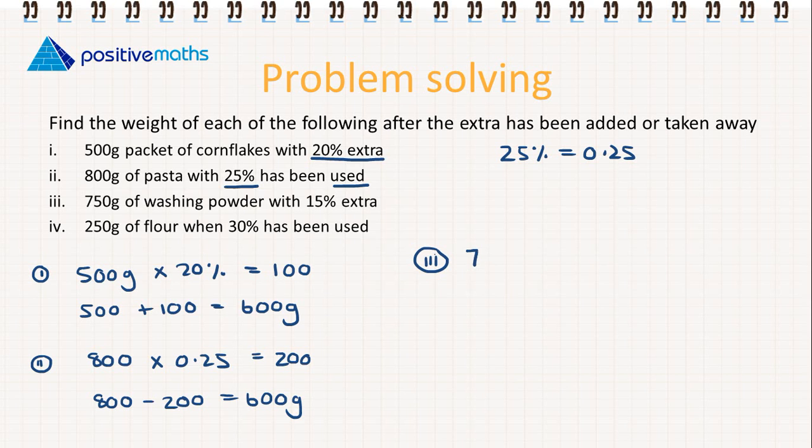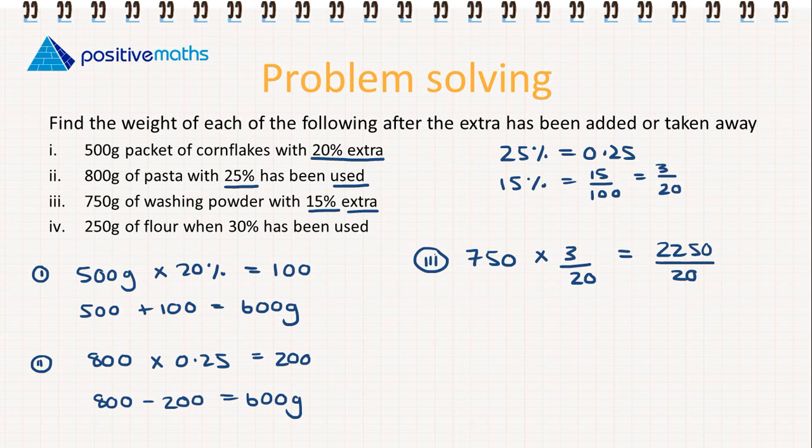Okay, part 3. 750 grams of washing powder with 15% extra. So 15% we know is 15 over 100. Or if we simplify that, it's 3 over 20. So to find 15%, we can also multiply it by the fraction, which is 3 over 20. So 750 by 3 will give us 2,250 divided by 20, which will give us 112.5. So again, it's 15% extra, 750 plus the 15%. So it will now be 862.5 grams.